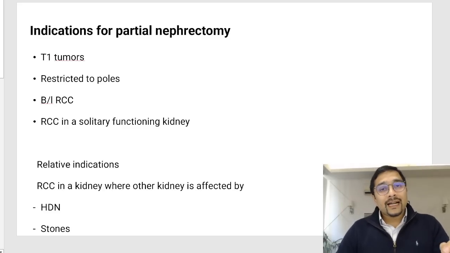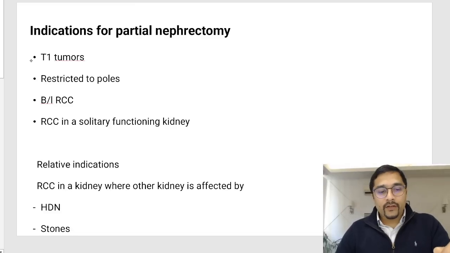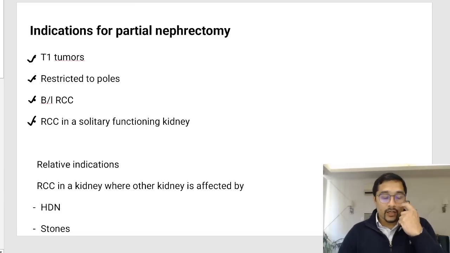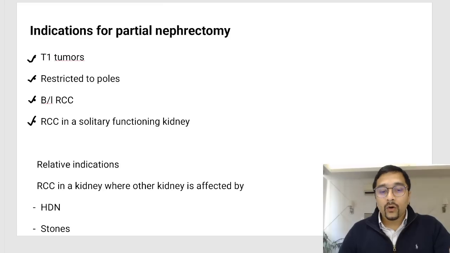Also, you should know that renal cell cancers are chemo and radio resistant tumors. So surgery is the mainstay of treatment in renal cell cancers. The indications for partial nephrectomy: T1 tumors restricted to the poles, bilateral renal cell cancers, or renal cell carcinoma in a solitary functioning kidney. The relative indications are RCC in a kidney where the other kidney is affected with hydronephrosis or stones. But these 4 indications you should definitely remember for partial nephrectomy.